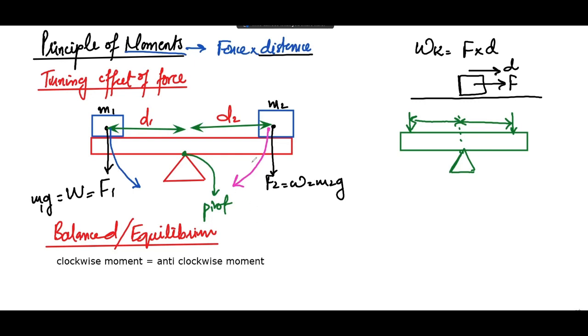So what this formula tries to tell us is that if you know for a fact that this is in balanced condition or in equilibrium condition, then both moments should be equal irrespective of their individual values. So right now, if I want to find out the moment over here, that would be force 1 into distance 1 equals force 2 into distance 2. So this one would become m1g multiplied by d1. This one would become m2g multiplied by d2.